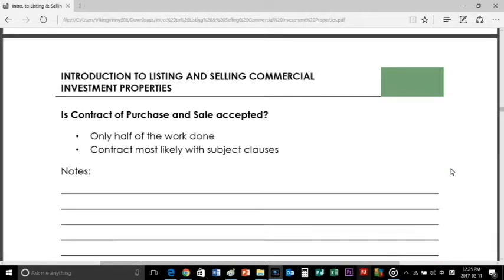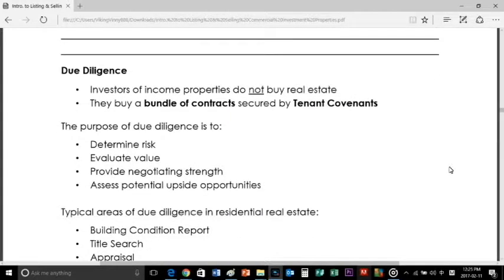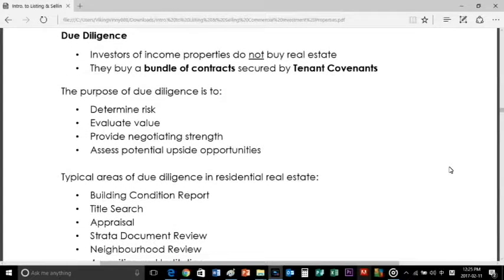Is the contract of purchase and sale accepted? Only half of the work is done. The contract most likely has subject clauses. Due diligence: investors of income properties do not buy real estate. They buy a bundle of contracts secured by tenant covenants.